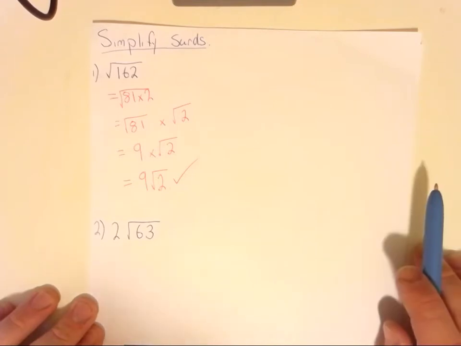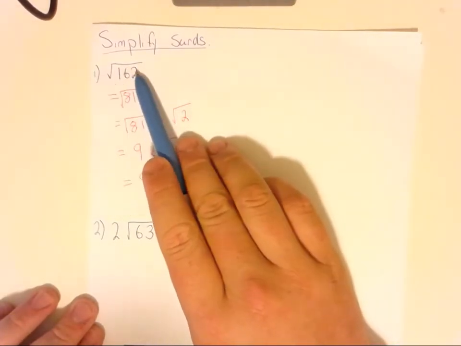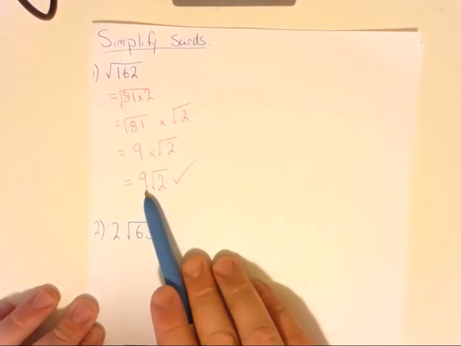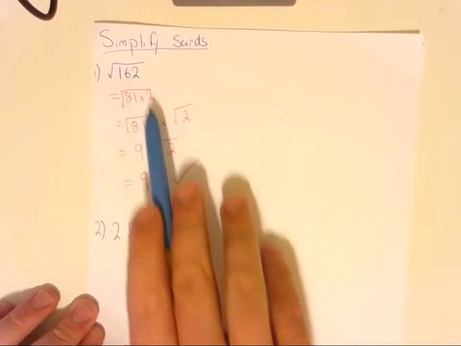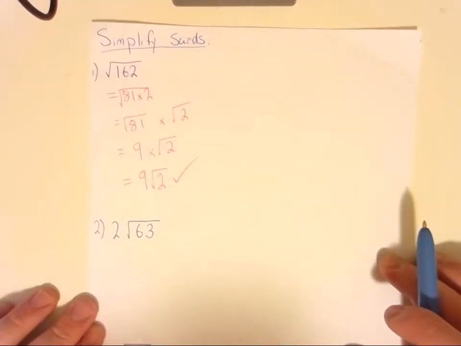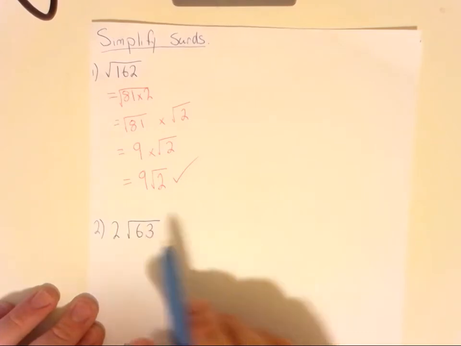And again, if you want to check these in your calculator, do the square root of 162, then do 9 times the square root of 2, and you'll see that these two are actually the same. The next one I'm going to look at is 2 times the square root of 63.